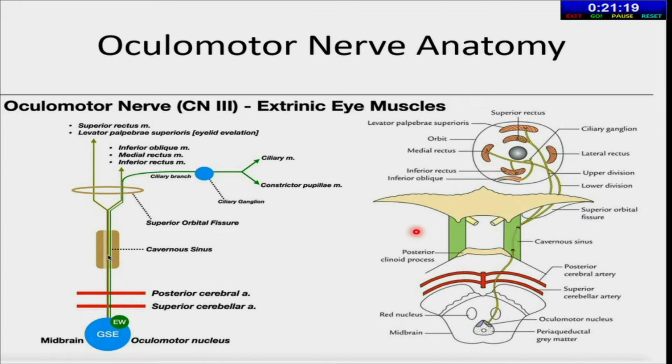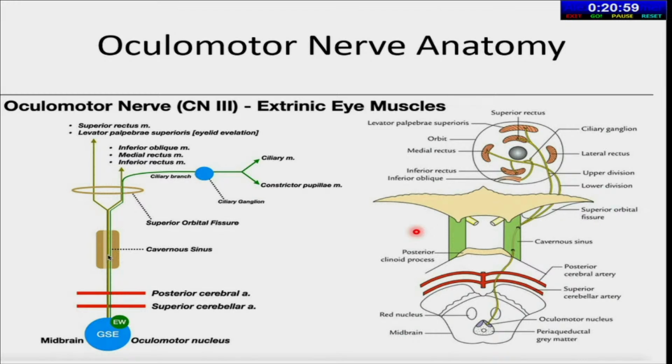It is exiting at the ventral side of the midbrain, between the posterior cerebral artery and the superior cerebellar artery, from where it goes and enters into the cavernous sinus. It gets the pupillary fibers on the way. So just imagine the whole pathway going through the cavernous sinus, where it's going to split into a superior and an inferior division, which is going to supply different muscles.